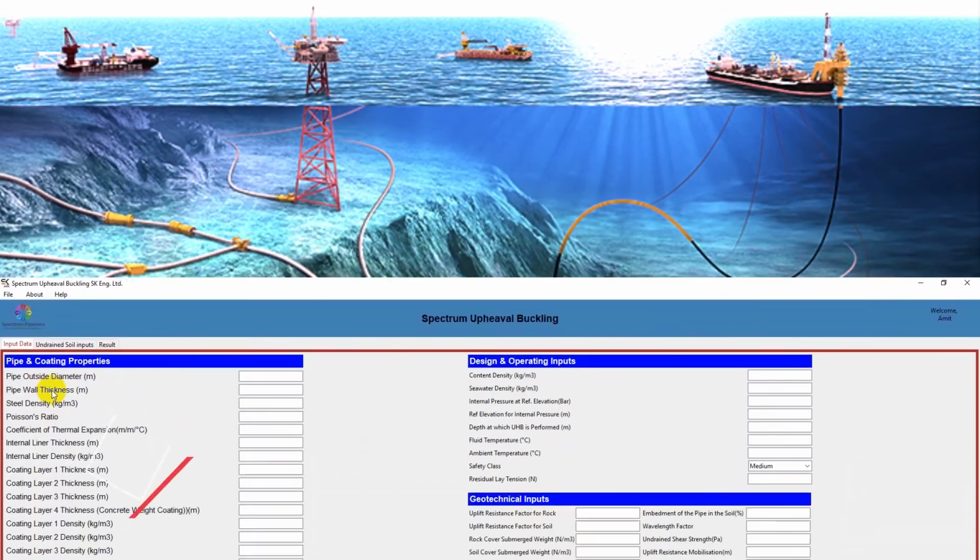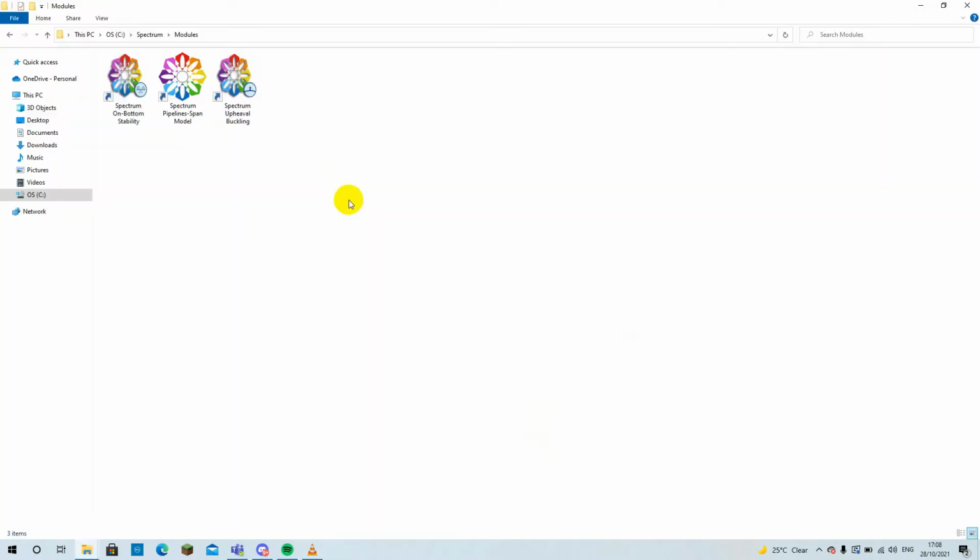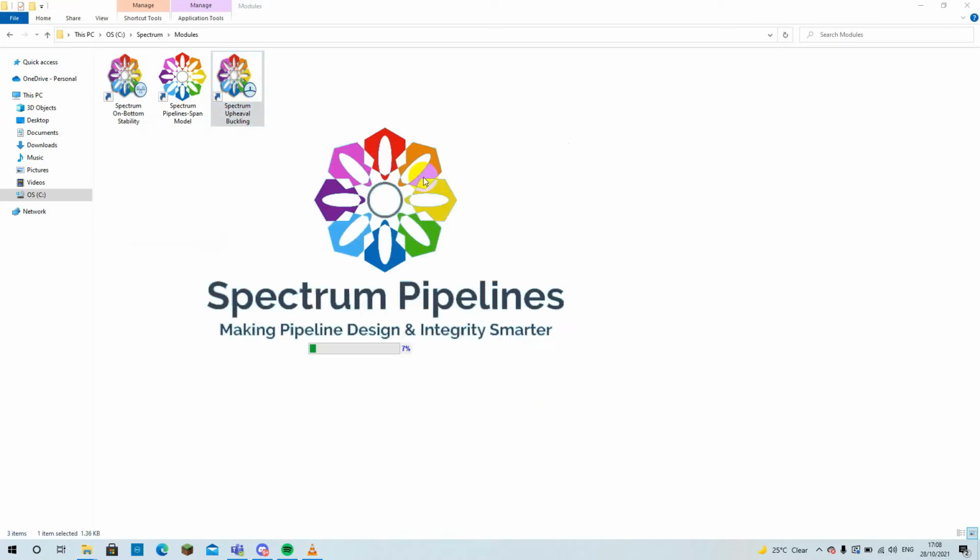Today, I would like to give you a tour of the Upheaval Buckling module, which is used for upheaval buckling assessment of subsea pipelines in accordance with DNV-GL RP F110. The module is activated by double-clicking the application file, which loads all of the software features.